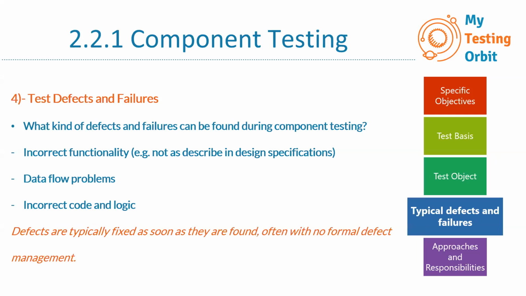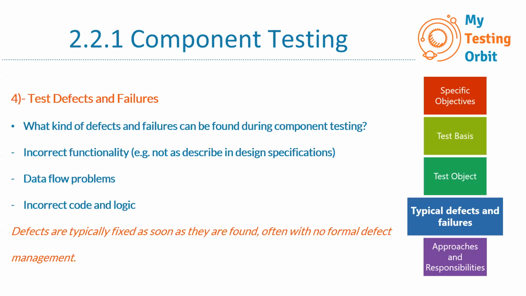Fourth is test defects and failures. In this attribute, we see what kind of defects and failures can be found during component testing. On each level, we are doing different kinds of testing, and the objectives are different, the requirements are different, the objects being tested are different, and so would be the defects and failures expected from that kind of component as well.